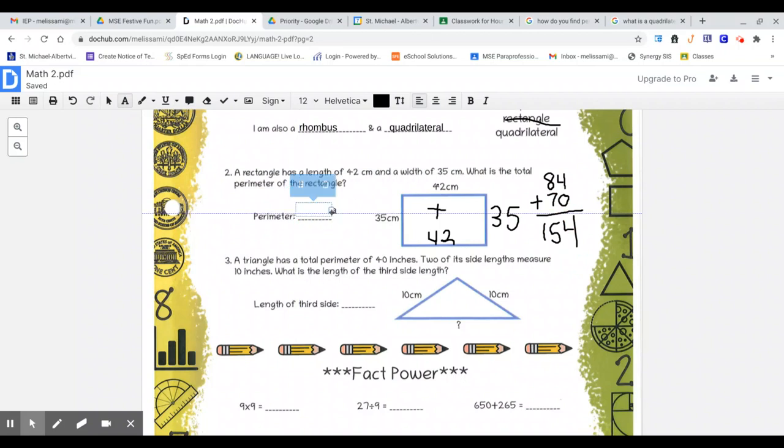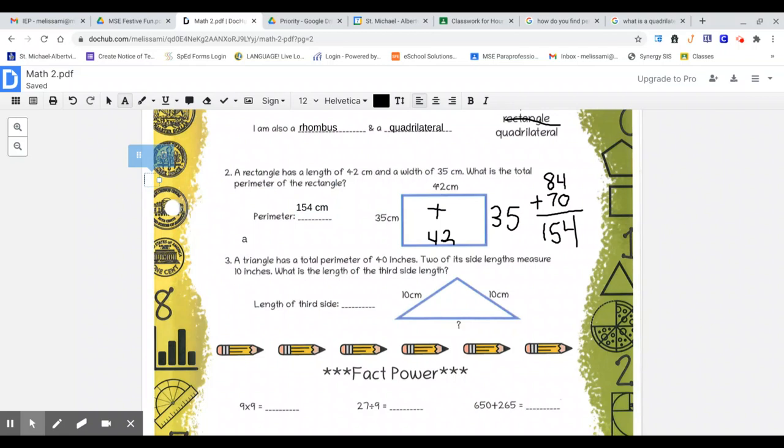Make sure you have your work. So you have written in what each side is, and you've shown how you've done your math. And I'm going to make sure to label this centimeters. The perimeter is 154 centimeters, because if I just did 154, I could be like 154 miles, 154 feet. What is it? So now I know.